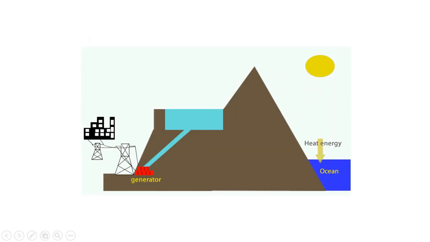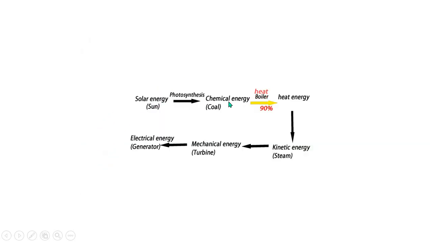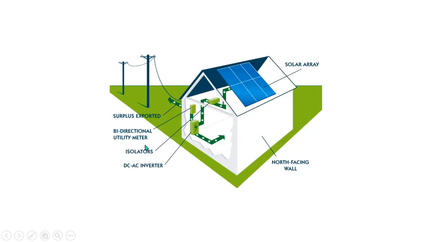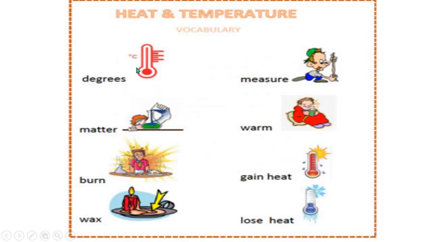And this is also the same: the solar energy, then into chemical energy, then heat energy, and then kinetic energy, to chemical energy to electric energy. And this is a project of solar energy where the solar energy is started by the solar rays, and after heating, this heat energy is converted into electricity.